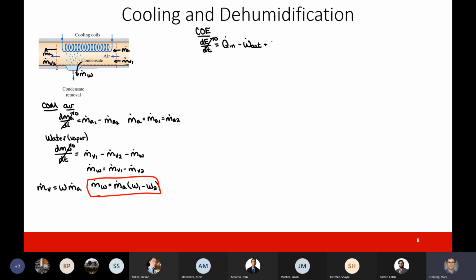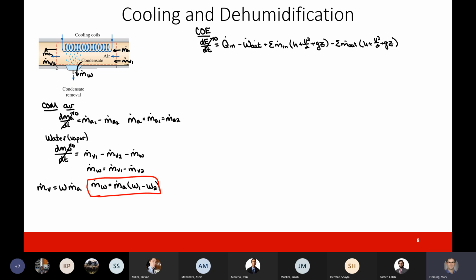Plus then we have the summation of all the mass flow rates in times the enthalpy in plus the kinetic energy plus the potential energy, minus now the sum of the mass flow rates out times the enthalpy plus the kinetic energy plus the potential energy.